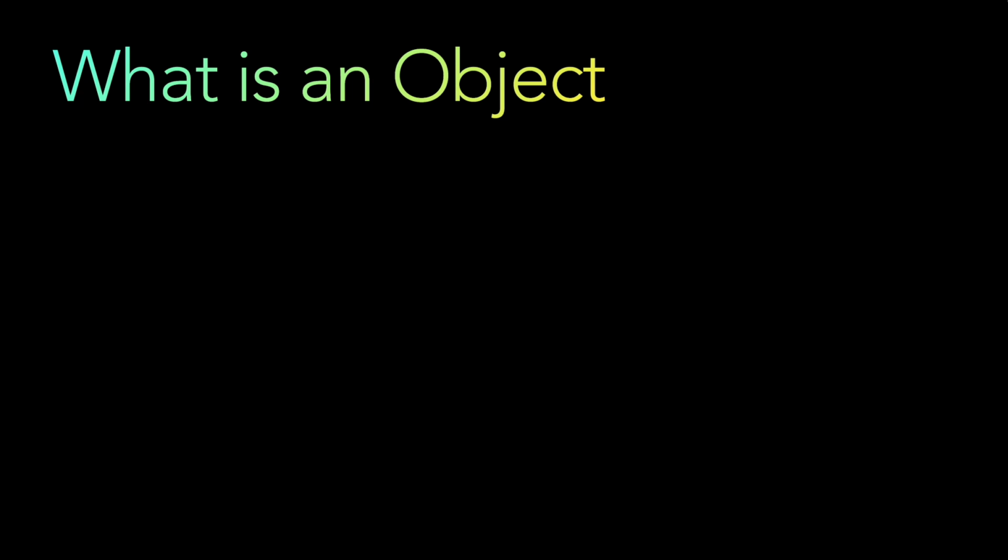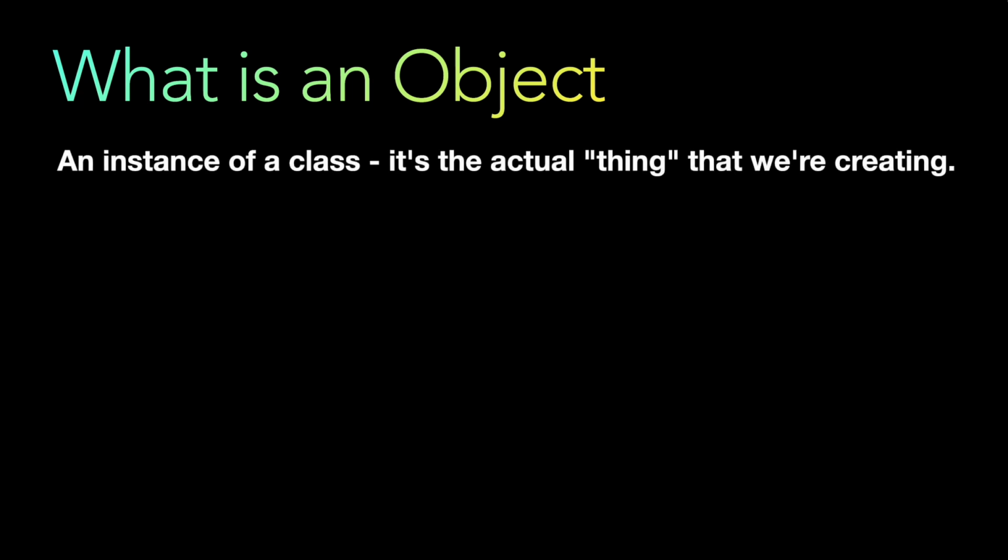Next, let's define what an object is. An object is an instance of a class, right? It is the actual thing that we are creating. So if we take an example, we created a class in the last slide called person. Now, if you have to create a person object, let's see how that would look.